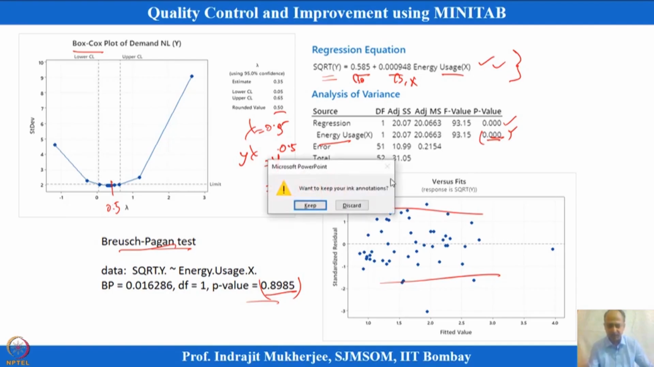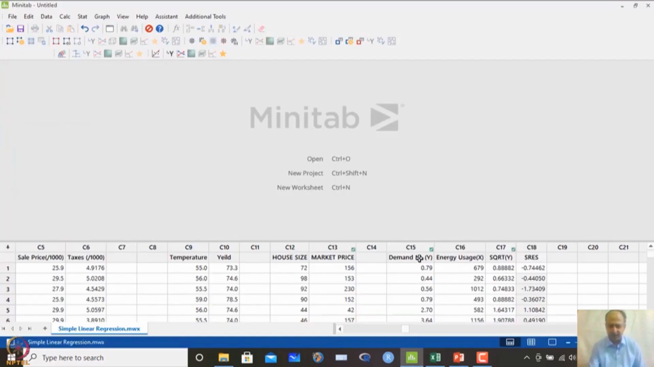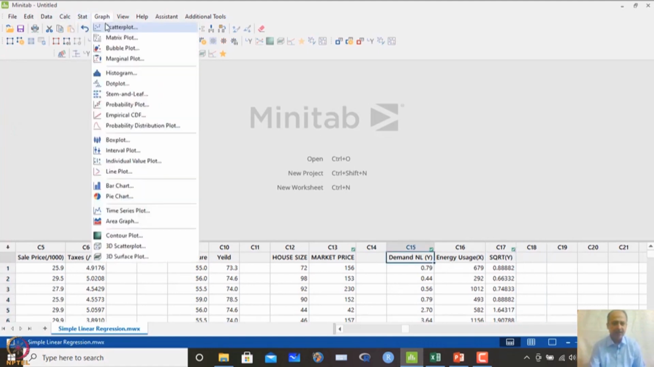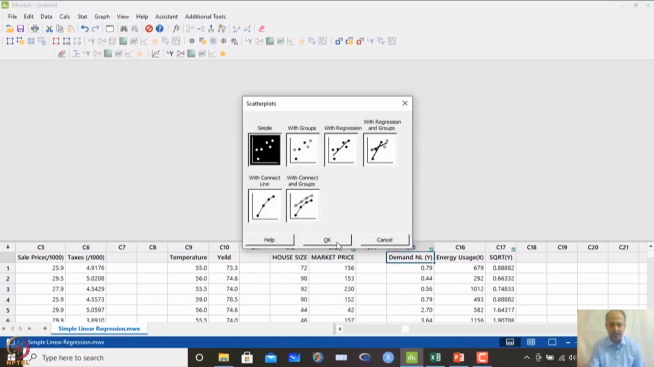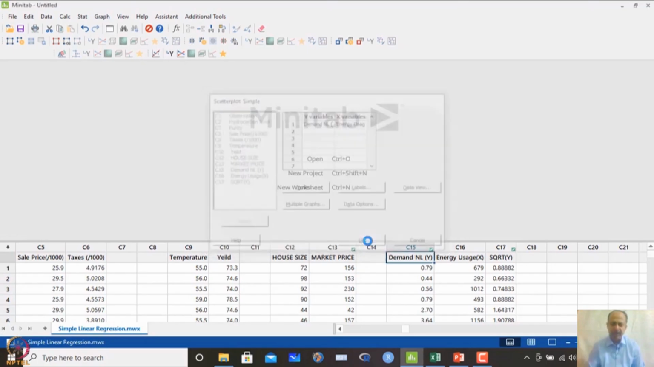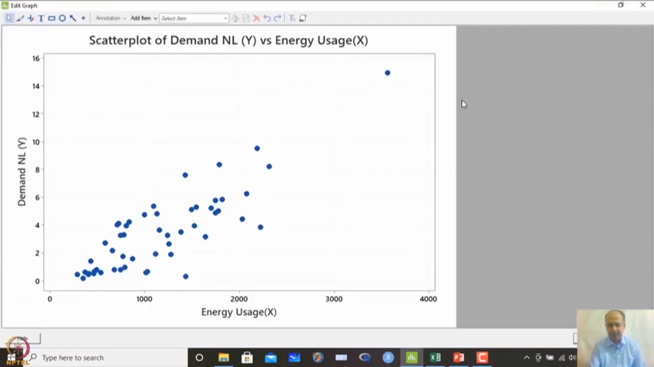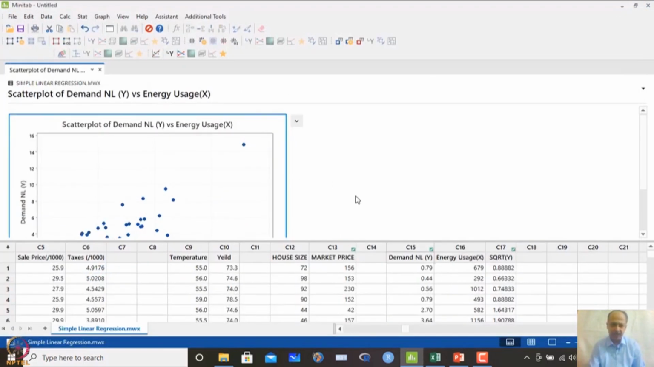So, let us see how we have done this in MINITAB. Just to facilitate, here the C15 and C16 columns are given, and first we will see the scatter plot. Graphically we can do the scatter plot over here, and we take this as the demand information, and energy usage is already taken over here. If you click OK, with the y and x variables, the same graph that I have shown in the PPT, this is the same graph we see. So, a strong positive relationship exists, which is shown in the scatter plot.